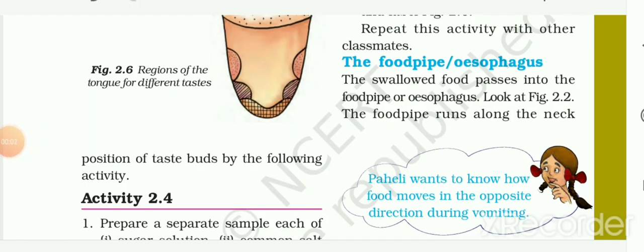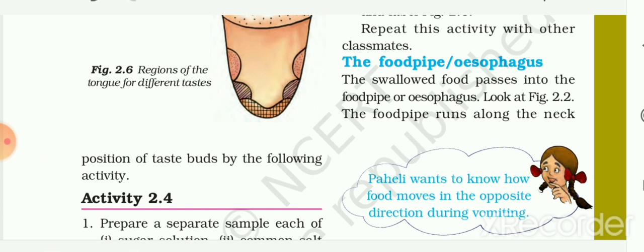Hello students, in the previous video we had seen nutrition in animals, their different modes of feeding in different kinds of animals, and different compartments of the alimentary canal. In that we had seen the buccal cavity and tongue and different taste buds on the tongue. Now in this video we will see the function of these different compartments in the alimentary canal.